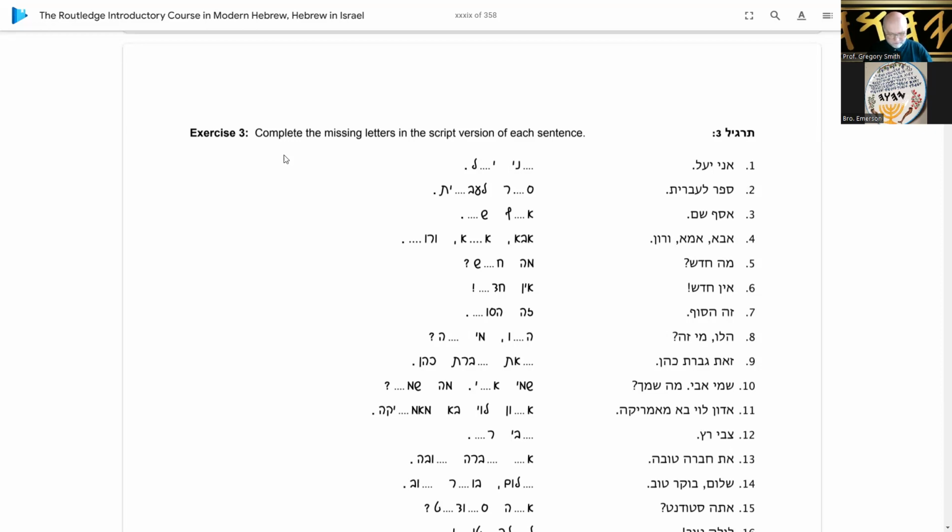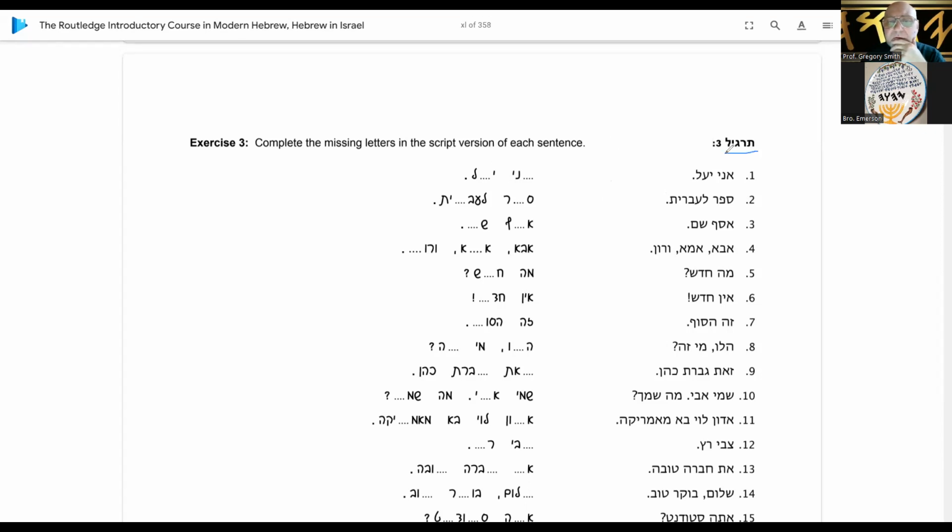Appreciate that. So what we're going to do is work on this Targil 3 here, exercise 3. Complete the missing letters in the script version of each sentence. Okay, so in the script version of each sentence.